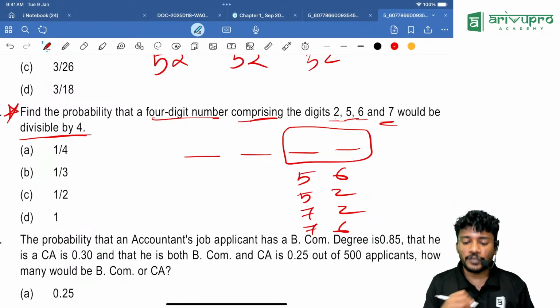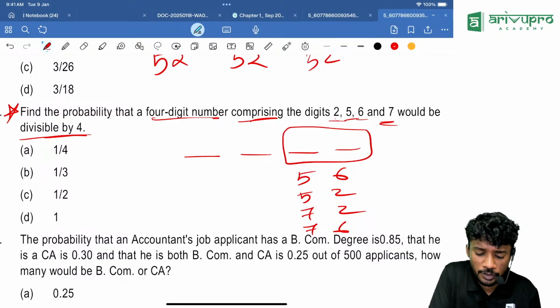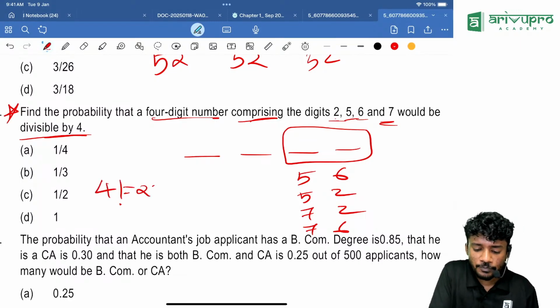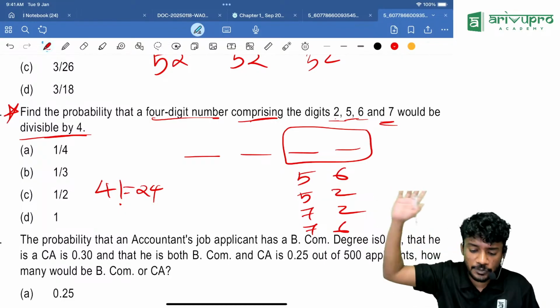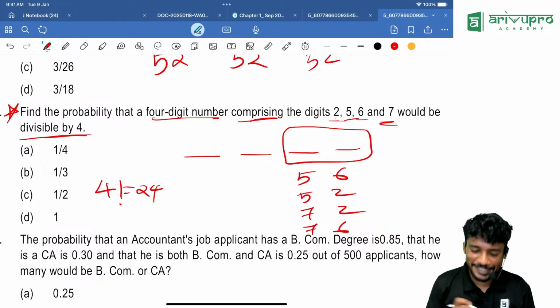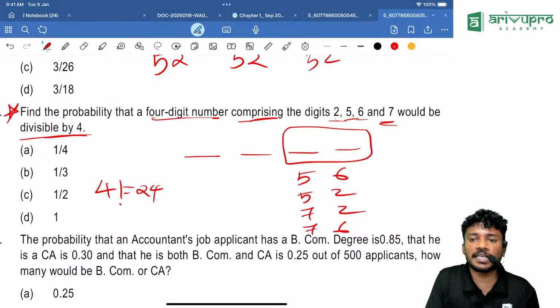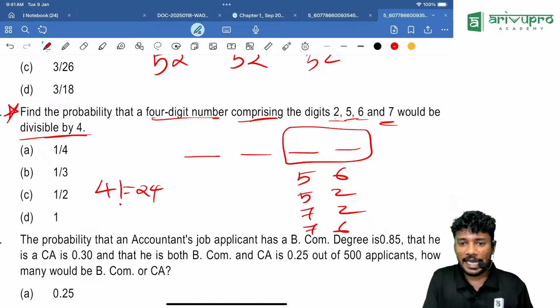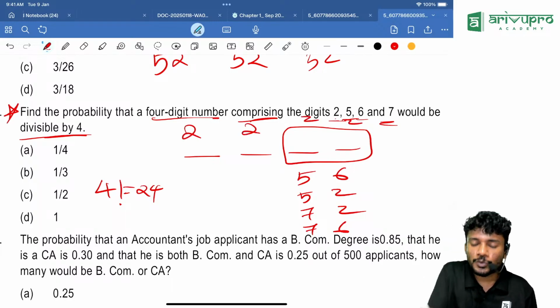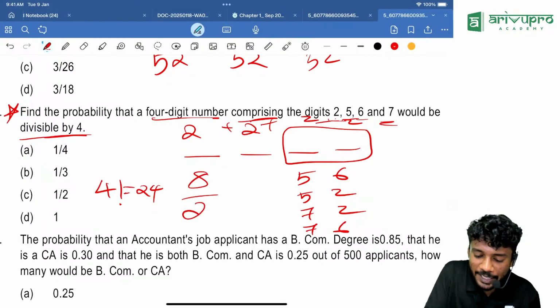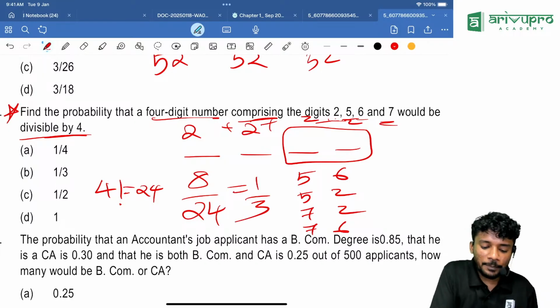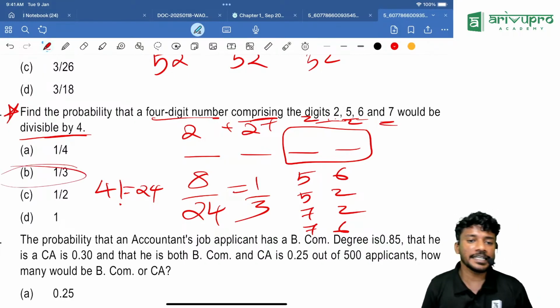So, what will be the probability? The total arrangement will be what? 4 factorial. That is 24. Correct? The 4-digit number total arrangement is 24. Now my question is, what will be the probability it will be divisible by 4? In total how many are there? In each ending, 2, 2, 2 and 2 can sit, right? That means 2 plus 2 plus 2 plus 2 is how much? 8 divided by 24. What is the answer? 1 by 3. Option B is our answer.